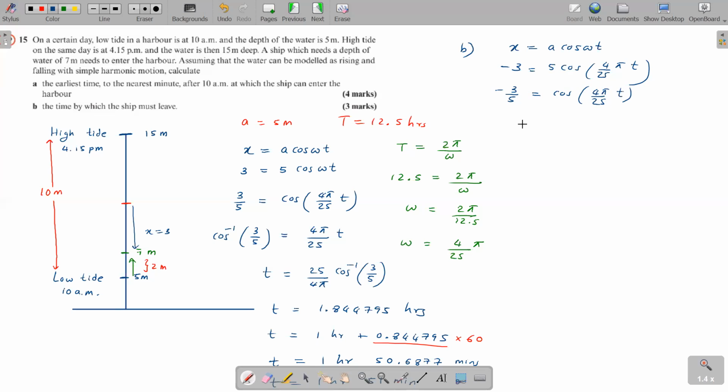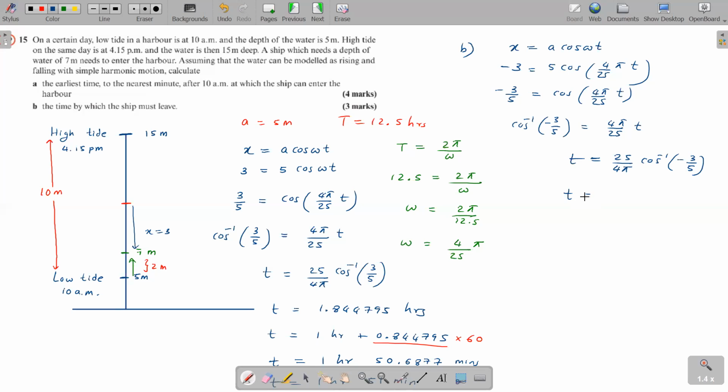So your time is, this is cos inverse minus 3 over 5 equals 4 pi over 25 times t. So t equals 25 over 4 pi into cos inverse minus 3 over 5. So guys, what's the time value? You'll get the time in hours. Can I know the time value? 25 over 4 pi into cos inverse minus 3 over 5.